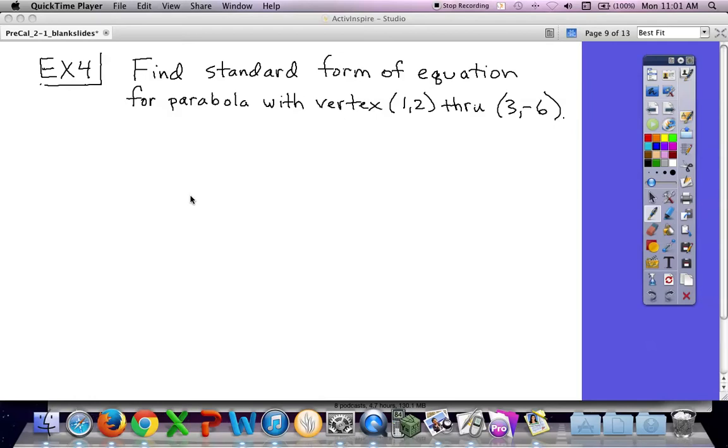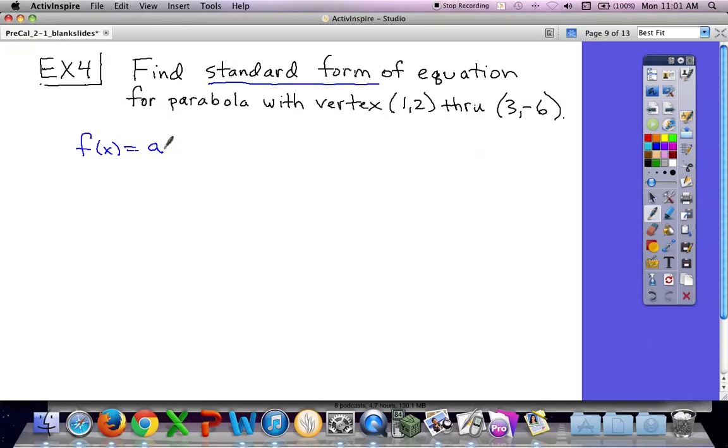Right? So find the standard form of the equation for the parabola with the vertex at 1, 2, and it goes through the point 3, negative 6. So the first important thing is we want the standard form, which means we want this one. F of x is a times x minus h squared plus k. Right? In order to have the standard form, we need to know a, h, and k.